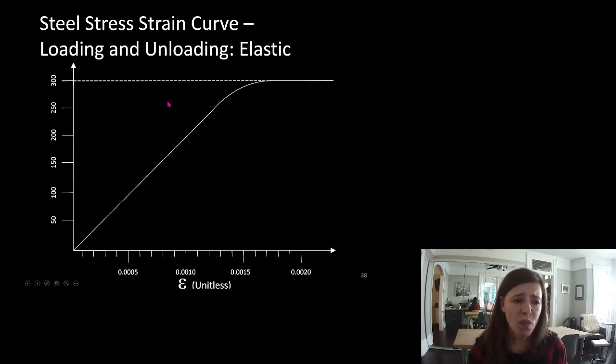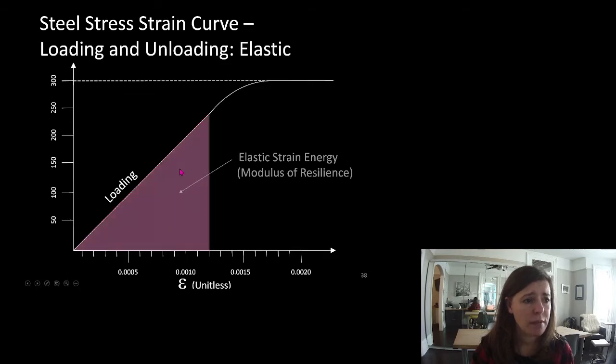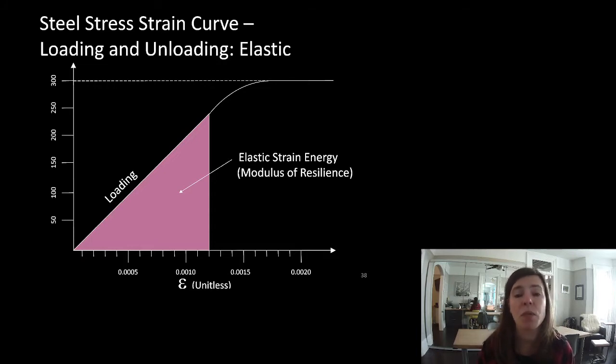Okay, let's look at loading and unloading. All right, this red line, we've put a load on. It stayed in the elastic zone. We unloaded it. It goes back to its original shape. Perfect. Load it. That is the elastic strain energy, or modulus of resilience. It was able to return back to its original shape. It's resilient. There is, in fact, a whole field of study on resilient materials. Materials that can undergo large-scale deformations and revert back to their original shape.